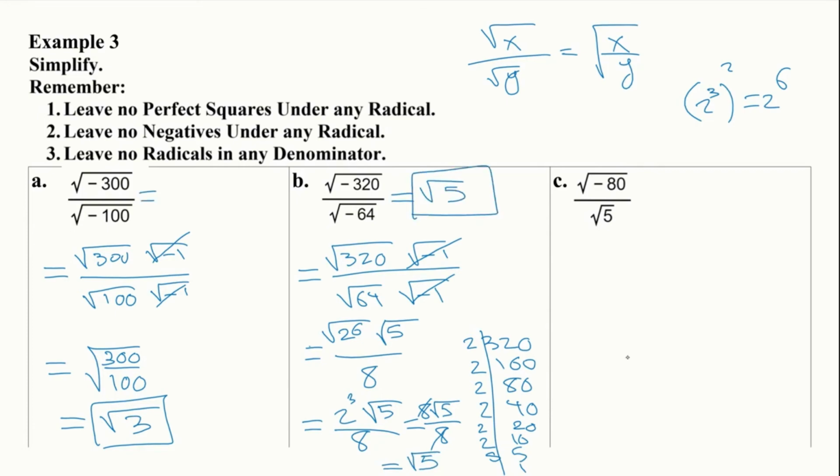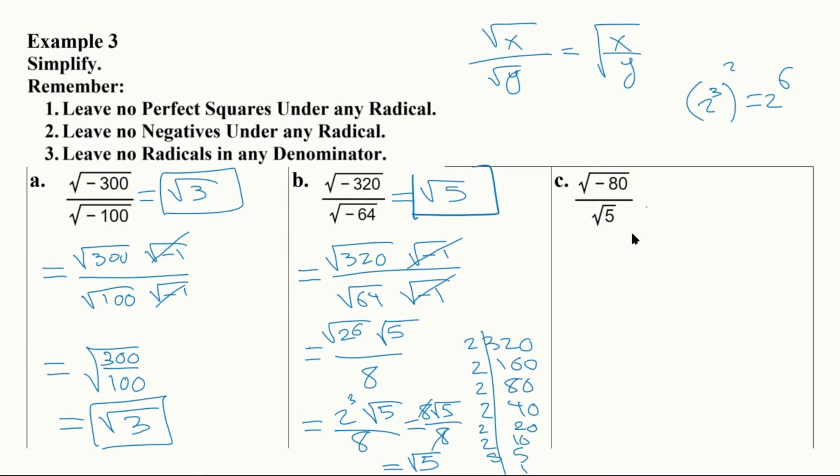This first one ended up being radical 3. All right. Finally, this last one. To solve this one, we're first going to use the multiplication version of this rule up here, which is square root of x times square root of y equals square root of xy. And of course, we know that's true as long as they're not both negative.